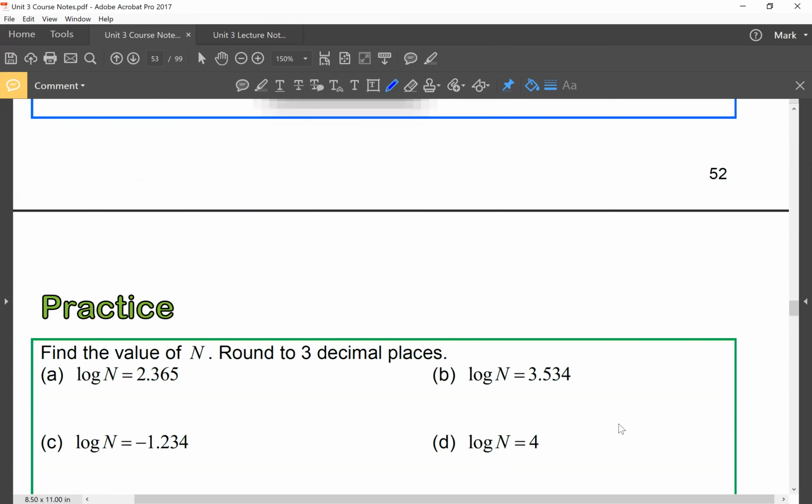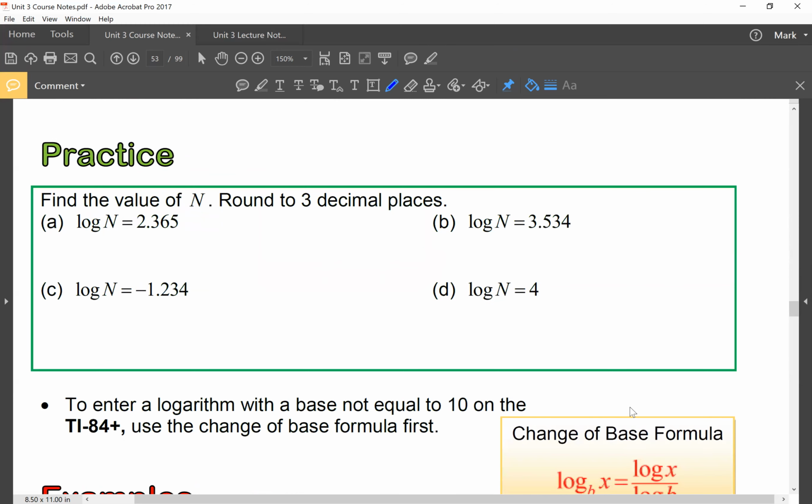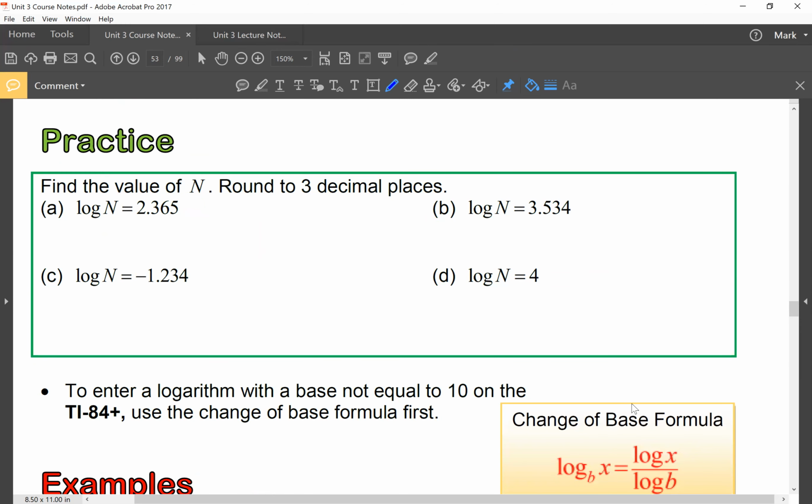And that's it. So for these questions, I'm going to go shift log, 2.365. This would be 231.739. What about B, second function logarithm, 3.534. This would be 3419.794. Pretty straightforward.